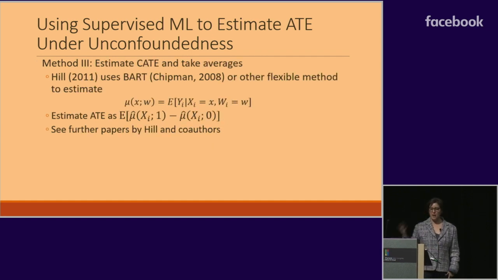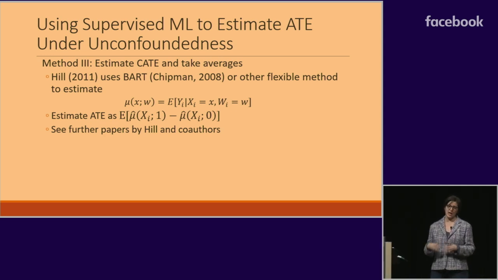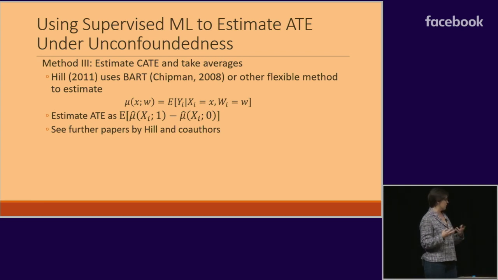So another method that's been fairly popular is to try to estimate the conditional average treatment effect and then average over the X's. There's a community, Jennifer Hill having one of the early papers here using BART, and that has been very successful. We have these causal inference competitions at the Atlantic Causal Inference Conference, and the BART-based methods have actually done really well in a bunch of competitions, especially in certain settings with signal-to-noise ratio being in a certain range.